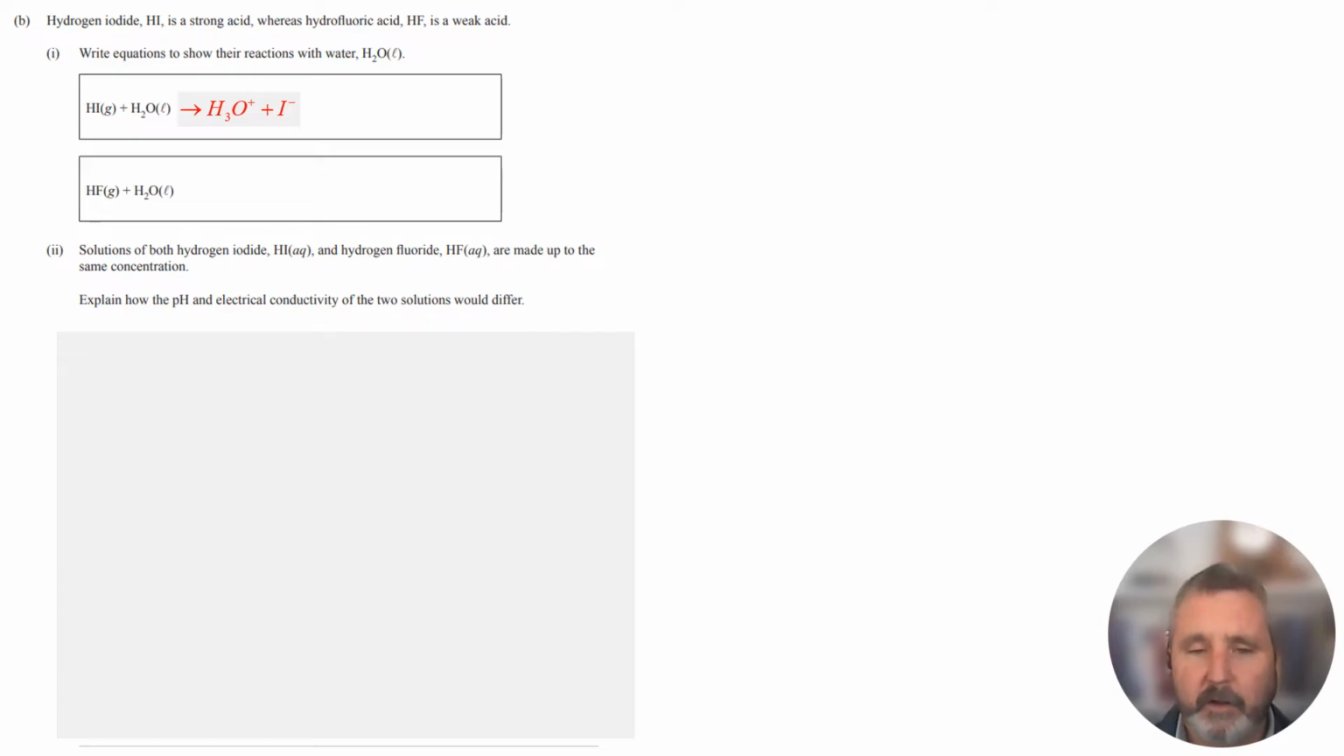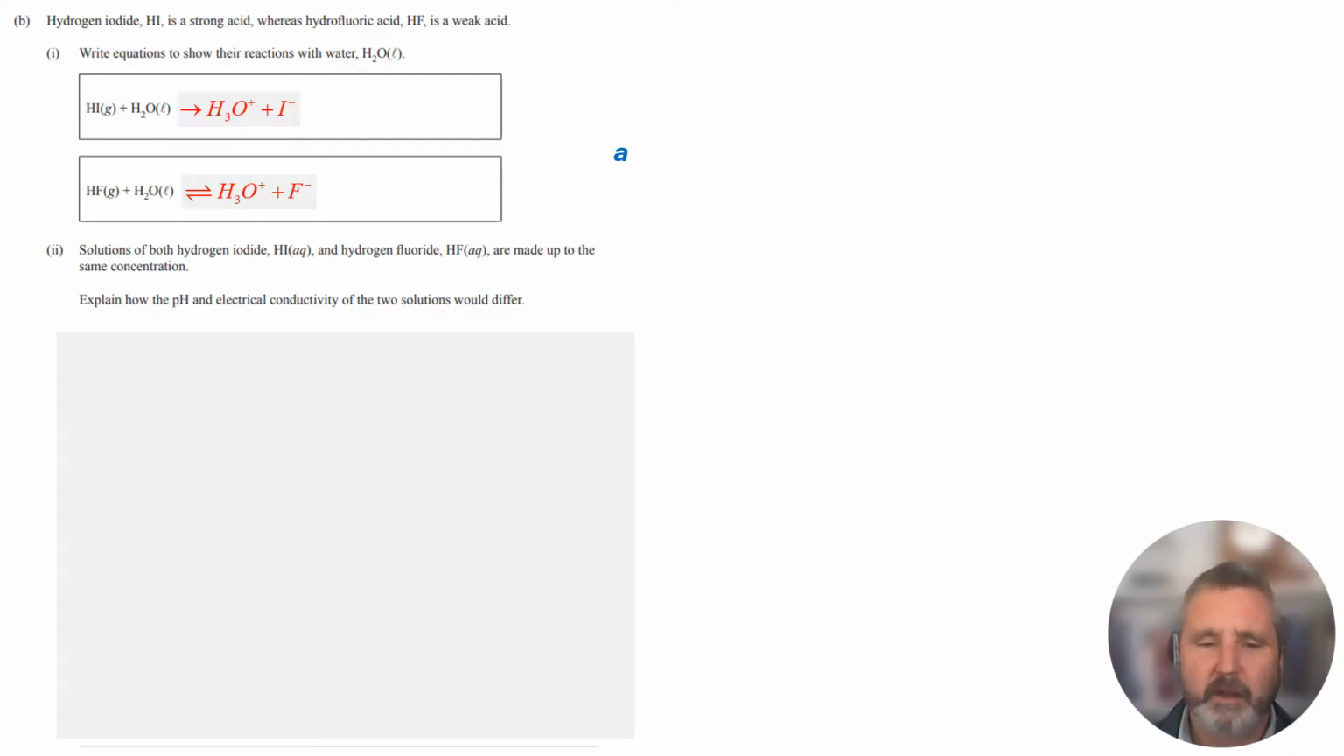Now it says that hydrogen fluoride or hydrofluoric acid is a weak acid. So we write down that it has an equilibrium. Everything else is the same. It produces the hydronium ion as well and a fluoride ion similar to the top, but the difference is it fully dissociates in the first one compared to partially dissociating in the second one. Now that's an achieved point.